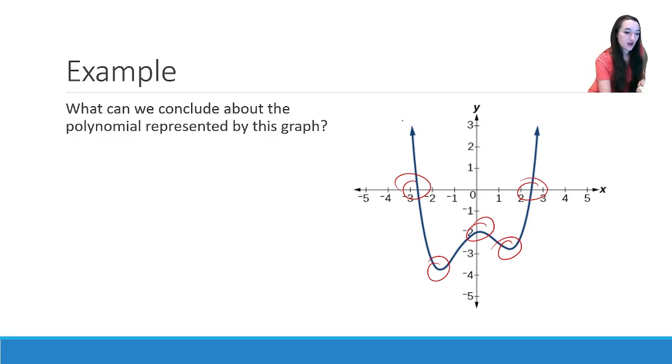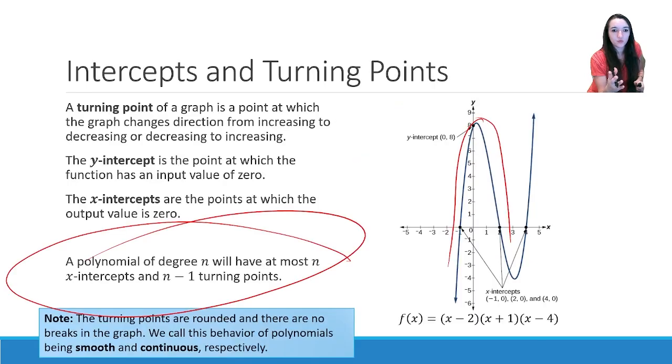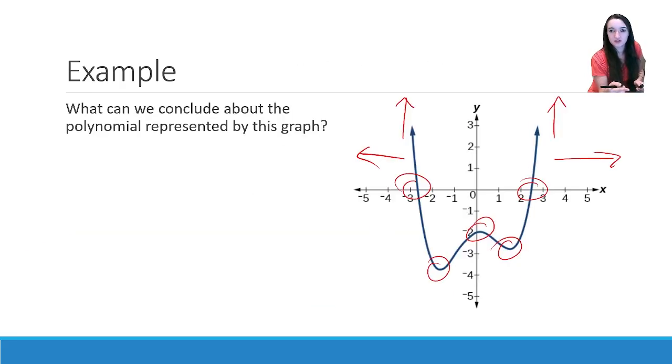We can also say our end behavior, as x is going towards negative infinity. In other words, as we head towards the left, our y value is going up. And as we head towards the right, our y value is still going up. So we get all of this information, and that gives us some interesting stuff. First, the 2 x-intercepts say that our degree has to be at least 2, because, again, we know a polynomial will have at most n x-intercepts.